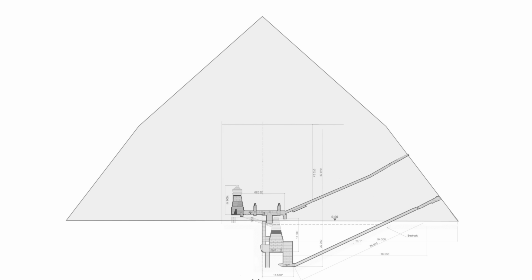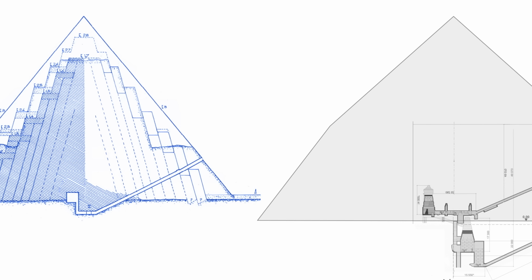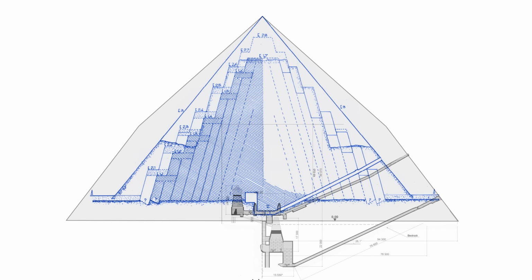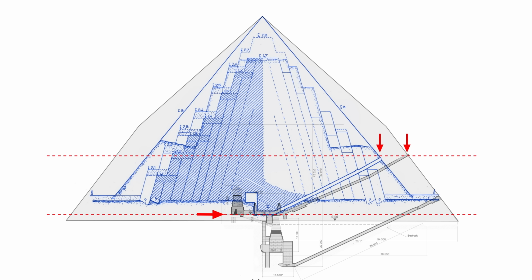We can afford this simplification for now, since we're interested in horizontal levels, not cardinal directions. Let's compare this drawing with the drawing of the Meidum pyramid. We see that not only the lower levels of the systems, but also the uppermost points of the corridors match.